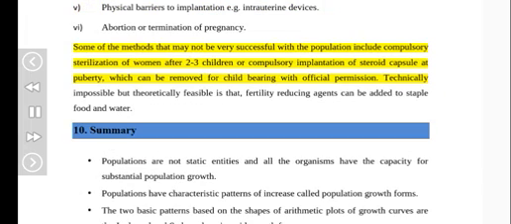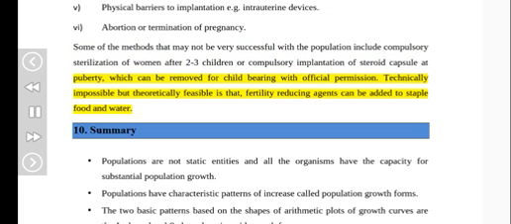Some of the methods that may not be very successful with the population include compulsory sterilization of women after 2 to 3 children or compulsory implantation of steroid capsule at puberty, which can be removed for childbearing with official permission. Technically impossible but theoretically feasible is that fertility-reducing agents can be added to staple food and water.